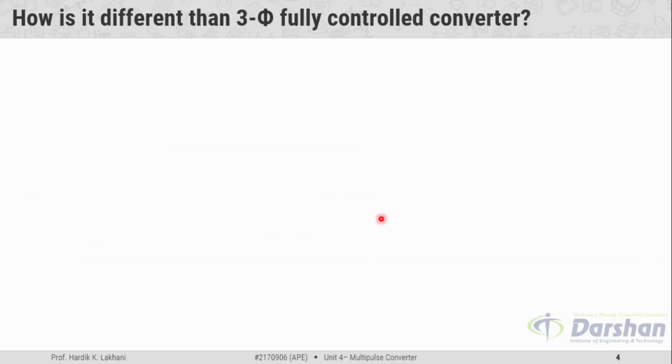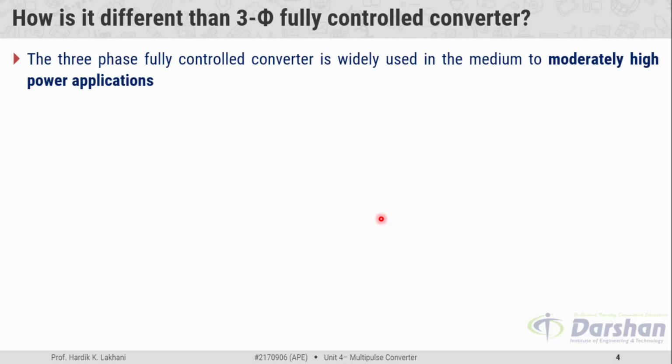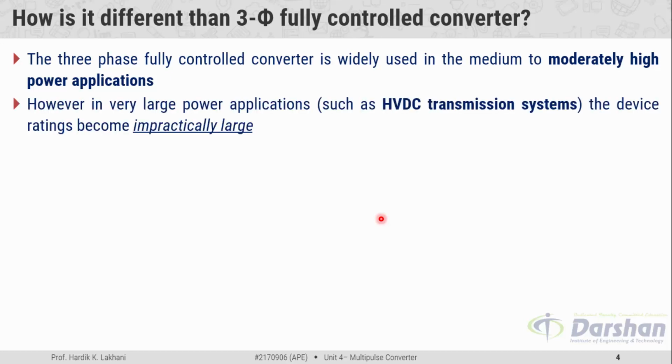So how is this multipulse converter different from the 3-phase fully controlled converter? Apart from the definition, what are the key differences between the multipulse converter and the 3-phase fully controlled converter? The 3-phase fully controlled converter is widely used in medium to moderately high power applications. However, in very large power applications such as HVDC transmission systems, the device ratings become impractically large. So there, the 3-phase fully controlled converter is not the solution.